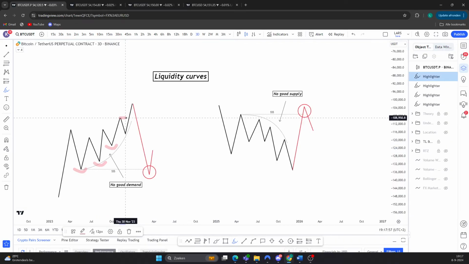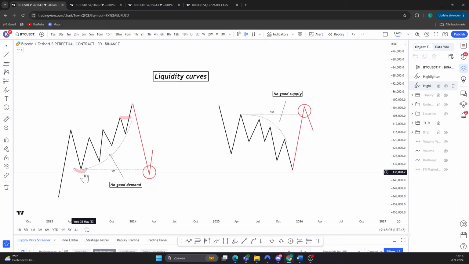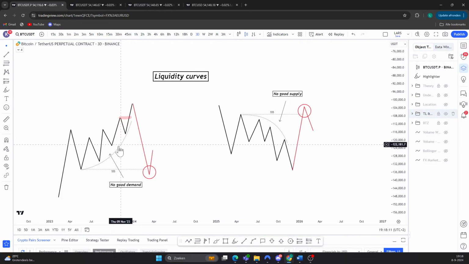And people that long the breakout will put their stop loss below that low. So all these lows have stop losses, and it's curving up. The only extra requirement you need in order to call it a good liquidity curve is you do not want any demand on each higher low. You want each higher low to mitigate all the demand that there is.